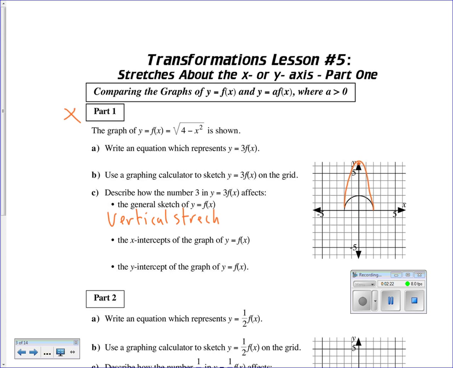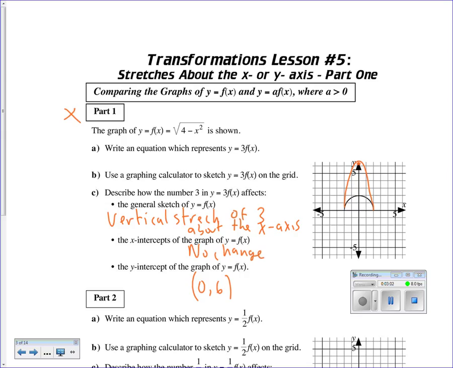And it's gotten taller by a factor of 3, so a vertical stretch of 3 about the x-axis. The x-axis is the one that remained the same. The x-intercepts of the graph have remained unchanged. No change on the x-intercepts. The y-intercept has changed. I've actually gone up to 0, 6, and you could find that using your graphing calculator. You could find that using your table of values.